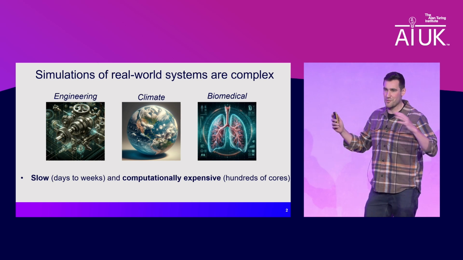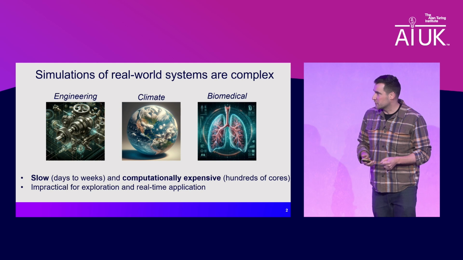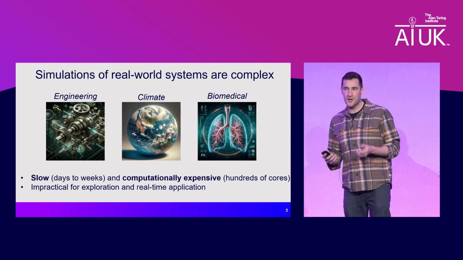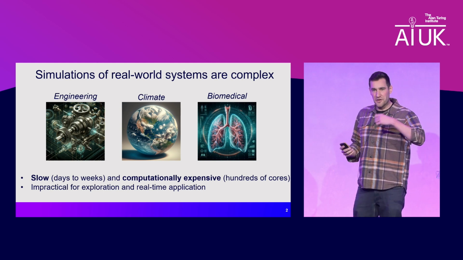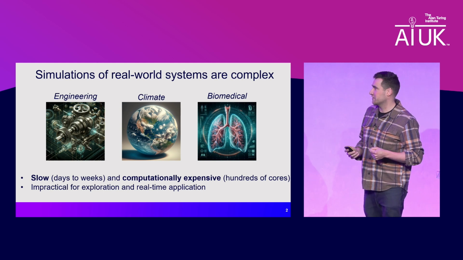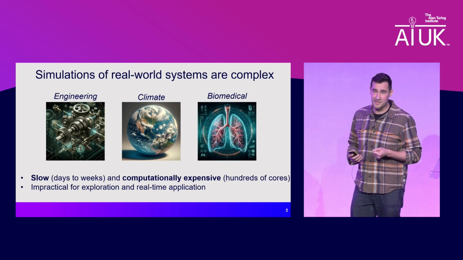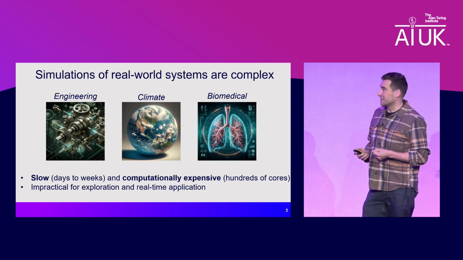So you often need high-performance computing clusters, loads of cores. And that, of course, means they are, in a way, very impractical. If you want to explore the system a little bit further, and you want to know how the parameters interact and run it over and over again, then these simulations are impractical. And also for the future, if you want to have them in real-time applications, like we heard yesterday in the cardiac digital twins talk, they are just too slow.